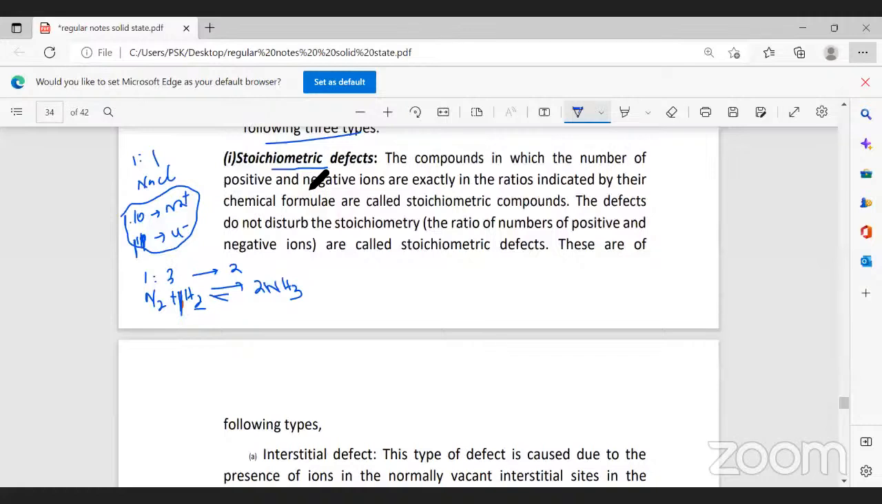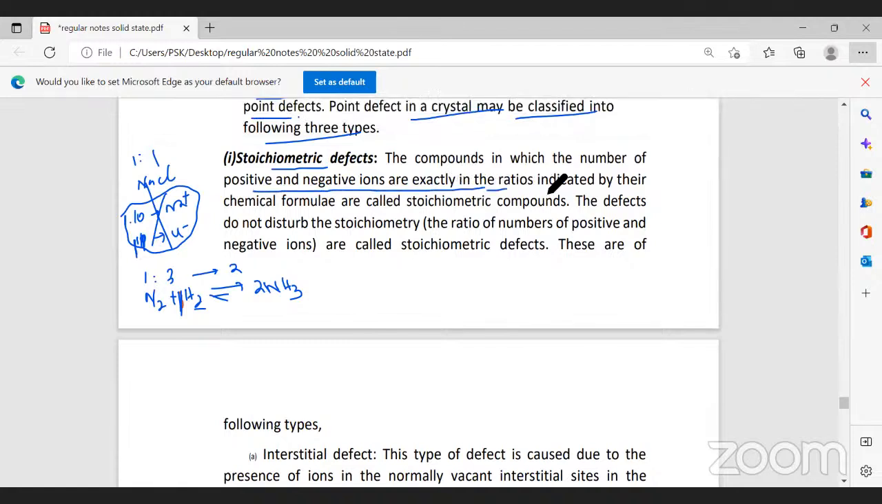The compounds in which the number of positive ions and negative ions are exactly in the ratio indicated by their chemical formulae are called stoichiometric compounds. Here NaCl is a 1:1 ratio stoichiometric compound. Calcium fluoride is a 1:2 stoichiometric compound, because as the molecular formula says, the ratio is also balanced. Therefore, they are in stoichiometry.